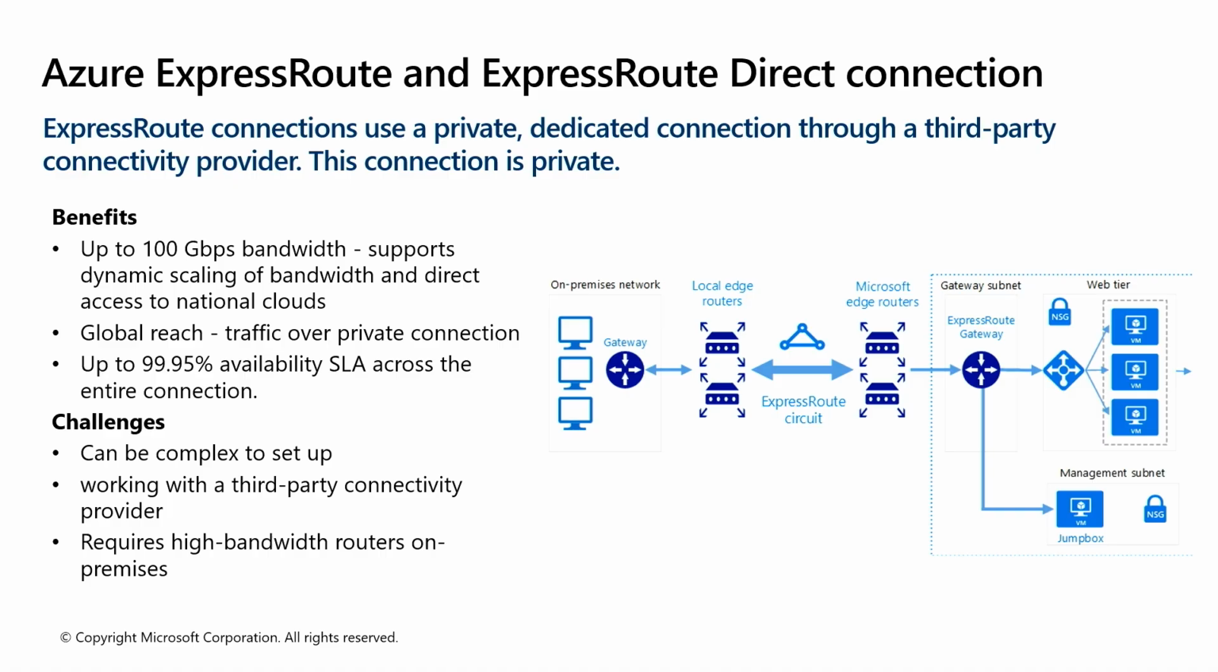ExpressRoute is a private connectivity option. Instead of riding on the public internet, your traffic goes over a dedicated, redundant, private connection via a connectivity provider directly into the Microsoft network. It's like a private highway. You pay more, but you avoid the traffic jams on the public road.